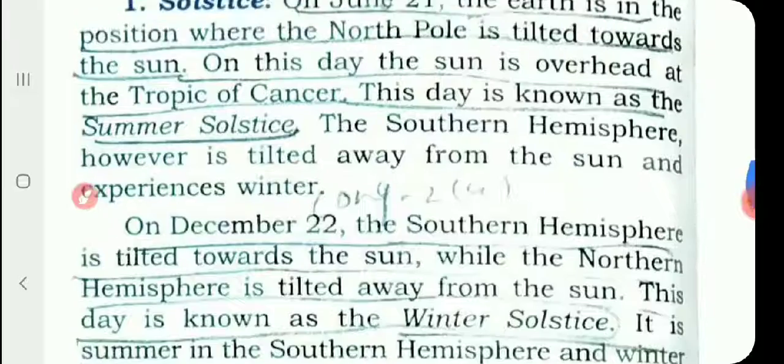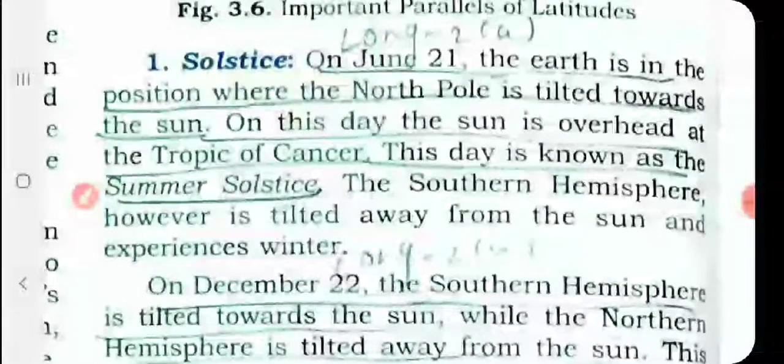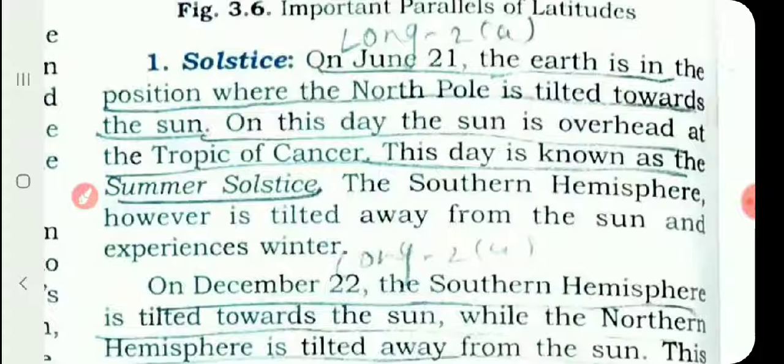So, next month on 21st June, the sun is overhead at the Tropic of Cancer because the northern hemisphere is tilted towards the sun. June 21st will be the longest day in the northern hemisphere. June 21st will be the longest day and the night the shortest, because the sun is over the Tropic of Cancer and the northern hemisphere is tilted towards the sun.